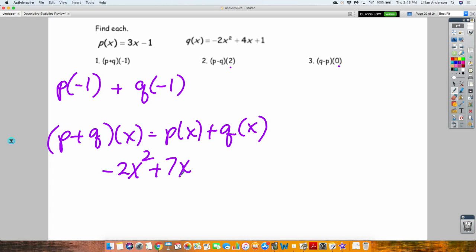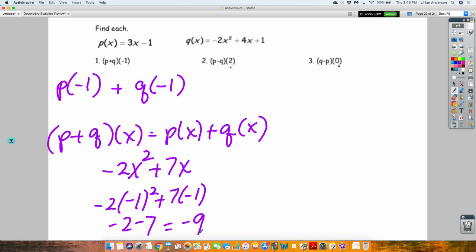Then all I need to do from here is just plug in negative 1. And please be careful. When you plug in negative 1, especially if an exponent is involved, what do you do first? The exponent. So it's negative 1 squared times negative 2 and then 7 times negative 1. So my answer would be negative 9. Does that work out? Yeah, that works out? Okay, cool.